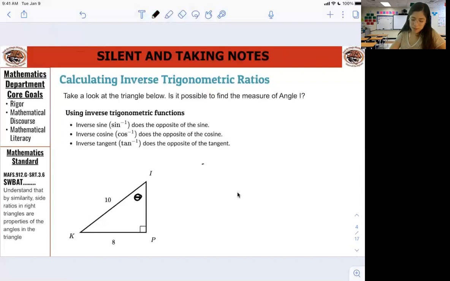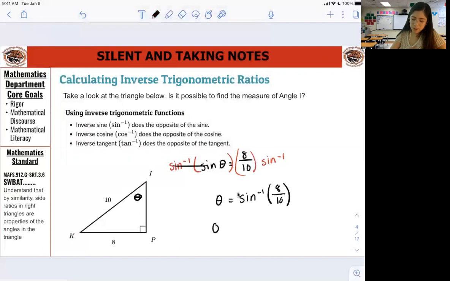So I'll start with the sine of theta equals 8 over 10. But then I'm going to have to take the inverse of sine. So sine, inverse sine. And we do it on both sides because this is just an algebraic equation. So theta will be the inverse sine of 8 over 10. So go ahead and do it on your calculator, see what you get, and then we'll see if we get the same thing.